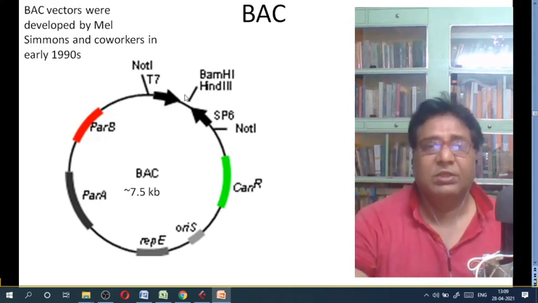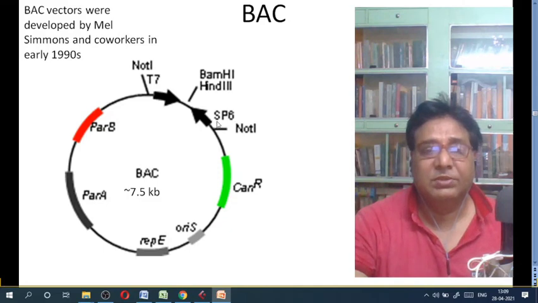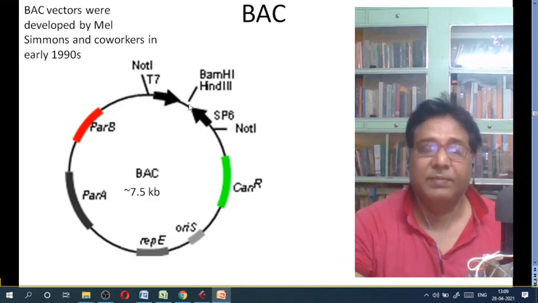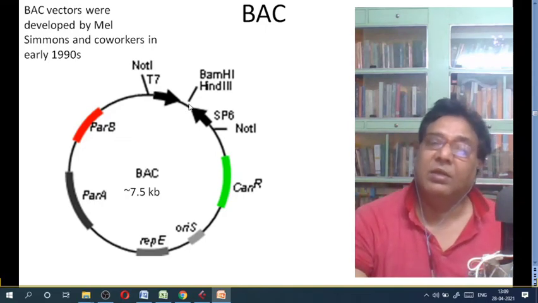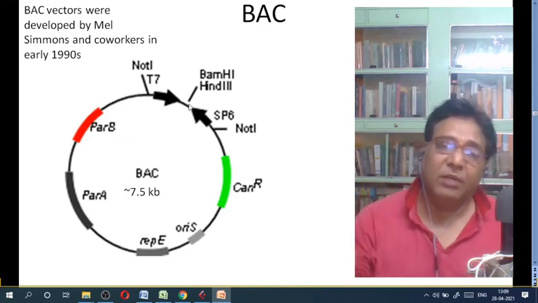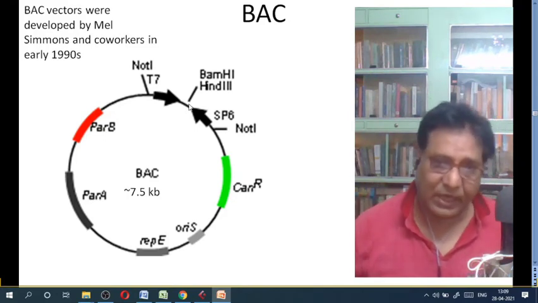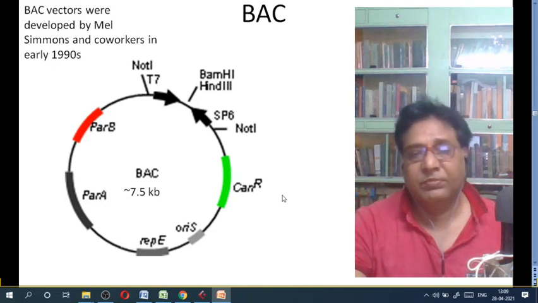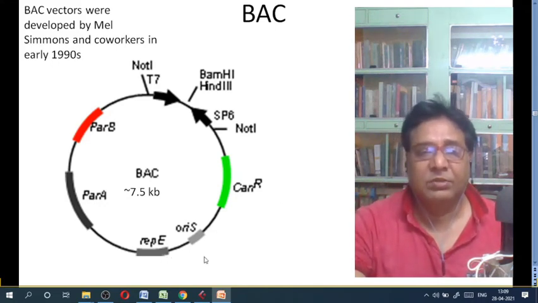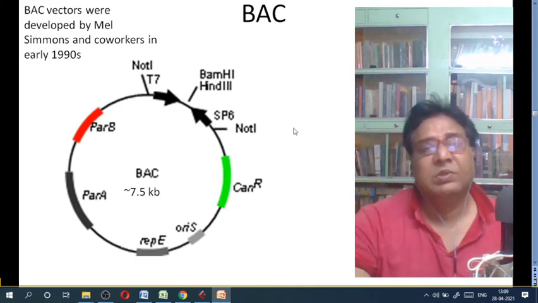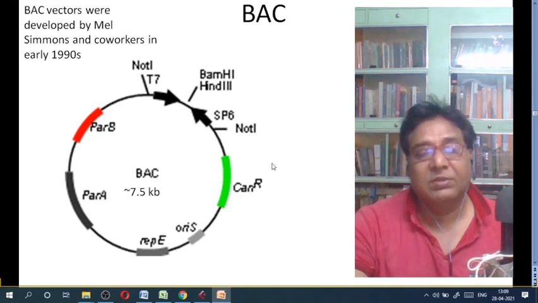These are not telomeres, these are the SP6 and T7 promoters. So the insert that you are going to clone here in the multiple cloning site, you can transcribe those inserts. The end regions of the inserts can be transcribed, of course. There is a kanamycin resistance gene for selection purposes, and there is an origin of replication, and some other genes like repE, etc. So this is how these BAC vectors look.